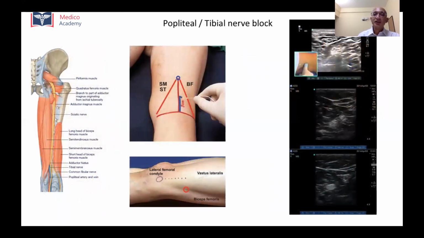Coming to popliteal tibial nerve block. Now we know that the sciatic nerve descends at the back of the thigh towards the popliteal fossa, where it divides into common peroneal and tibial nerve. Now, if we draw the boundary of the popliteal fossa, from the popliteal crease at the back of the knee, we go about 5 centimeters up towards the apex of the popliteal triangle, and we insert the needle.